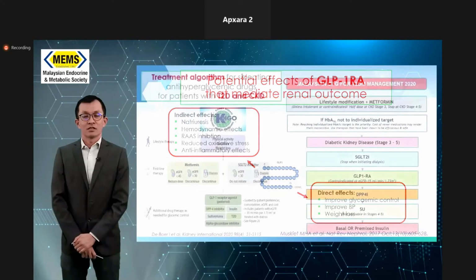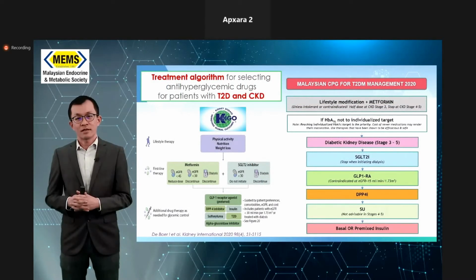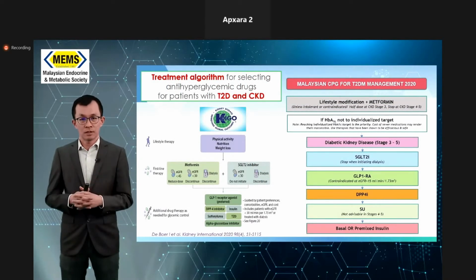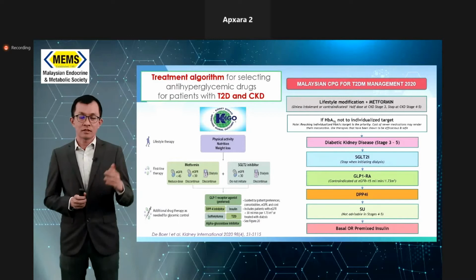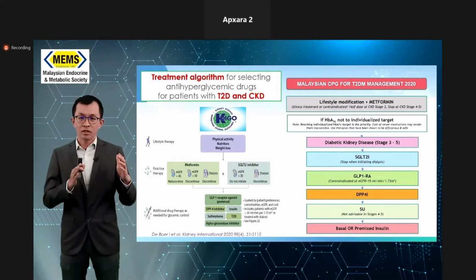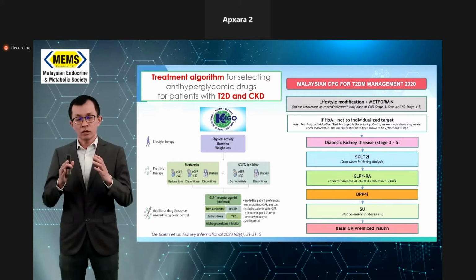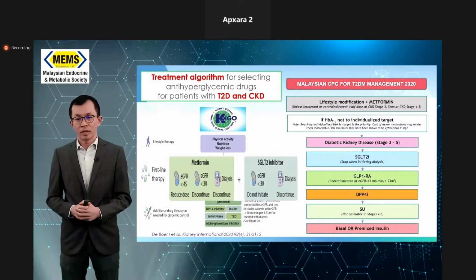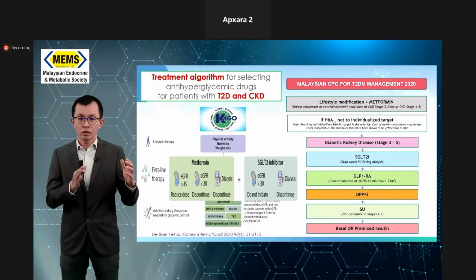So all the evidence has translated to the change in the international as well as local CPG. On the left is a recently published KDIGO guideline for type 2 diabetes and chronic kidney disease. So they have actually positioned SGLT2 at the same level as metformin, highlighting the importance of the use of SGLT2 as one of the renal protective agents.